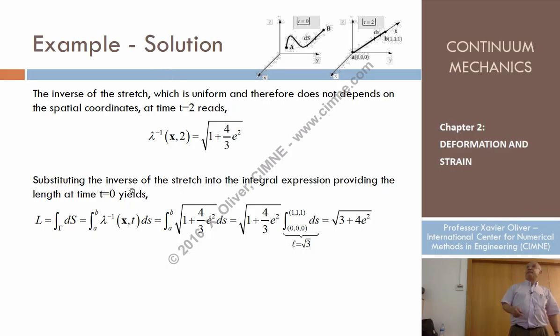So I have to put that magnitude into the integral and integrate. Since it is constant, it comes out of the integral, and I obtain the integration of the differential of length, differential of s, from this point to that point. What is that, by the way? It is the length of this segment, the sum of the lengths between point 0 and point 1, which is the square root of 3. So multiplying that by that, I obtain the final length.